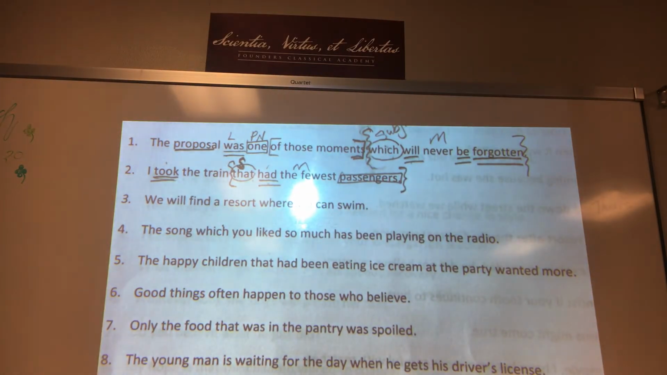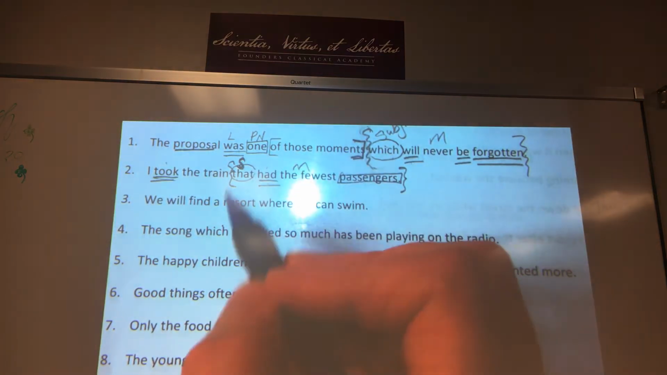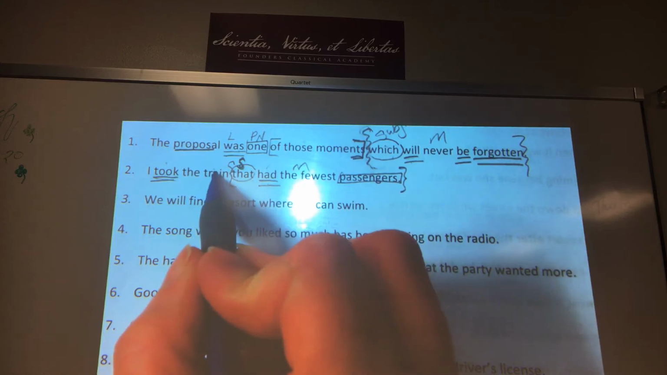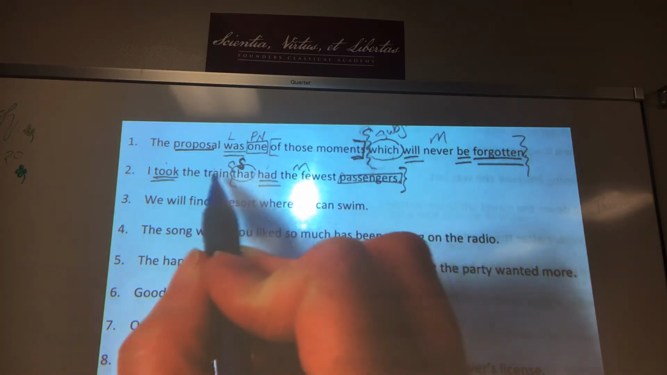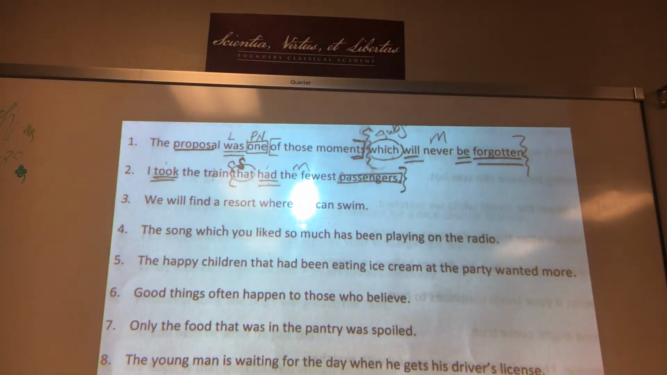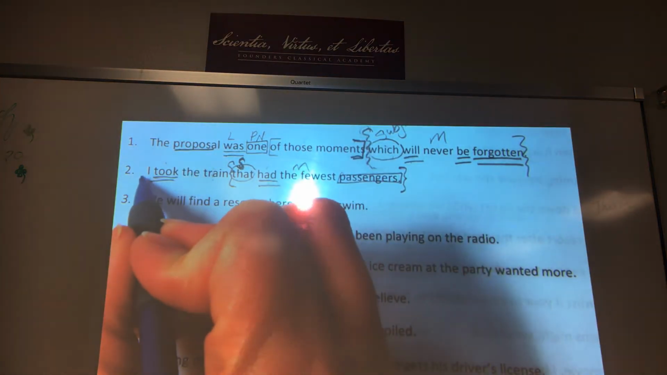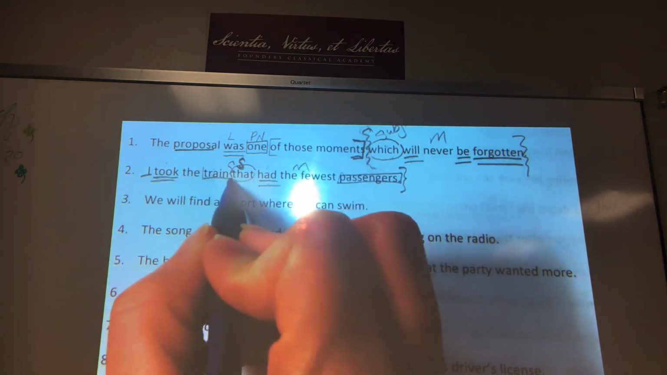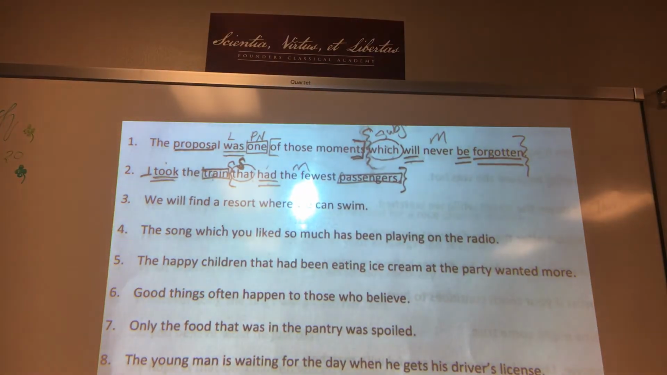What word am I talking about? What had the fewest passengers? The train had the fewest passengers. So it is describing this noun that it is right next to because it's an adjective. It has to be next to the noun. So then I fill in the rest of my subject, verb, object, and I am finished.